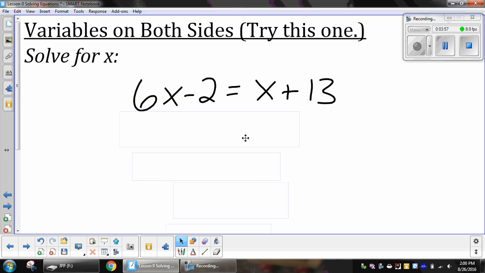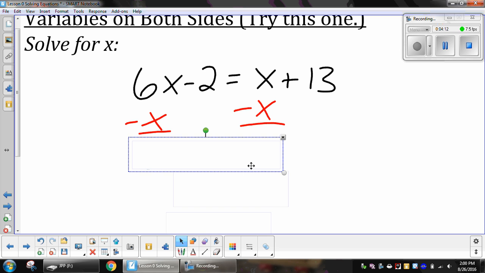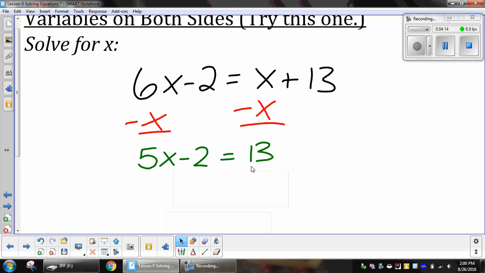So I like to start by moving the x's first, and I like to move the x with the smaller number in front of it. So this x over here has a 1 in front of it. We just don't write it. So I'm going to move it first by subtracting x from both sides. So that leaves me with 5x minus 2, because 6x minus 1x is 5x. And I got my 13 over here, my minus 2 is still there.